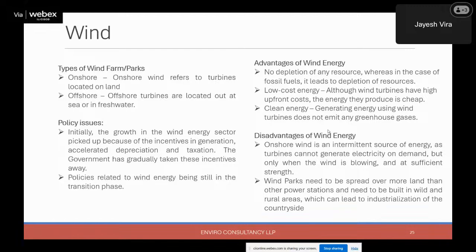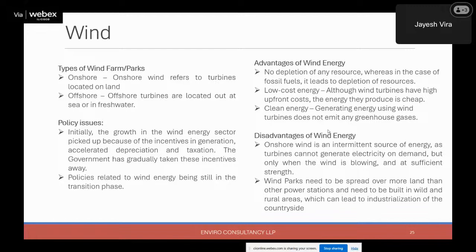Advantages are standard, basically generation without any depletion of resource, clean energy, and low cost. Upfront cost is very high, but the maintenance is practically less as compared to solar. So after the energy is produced, it is very cheap. However, there are a lot of disadvantages, because the energy is generated only if you have a stable wind flow. If the wind speed is erratic or intermittent, the energy generation is also not very standard or stable. So of course it is slightly a disadvantage as far as energy generation is concerned.